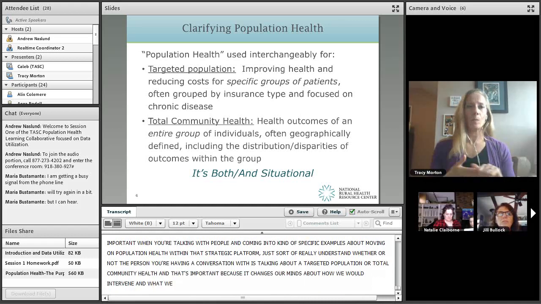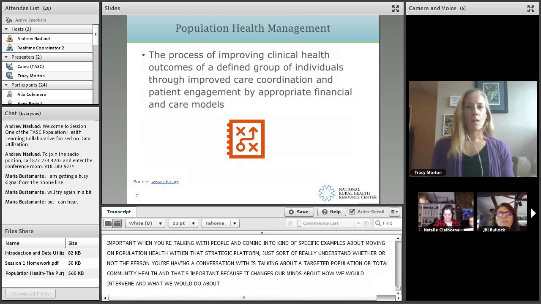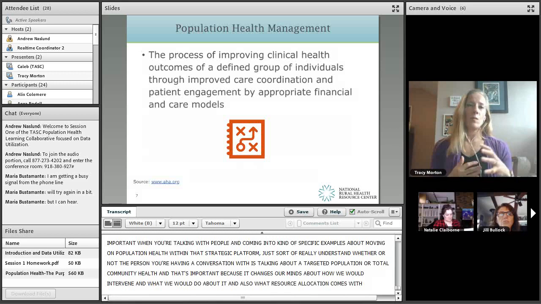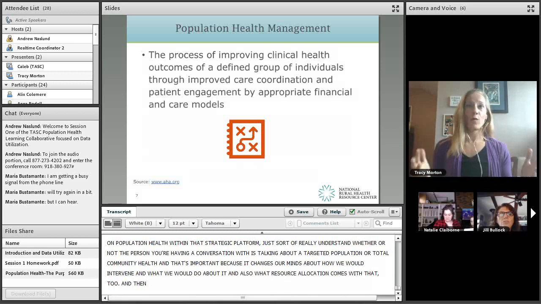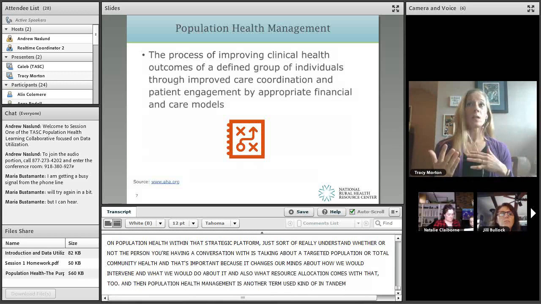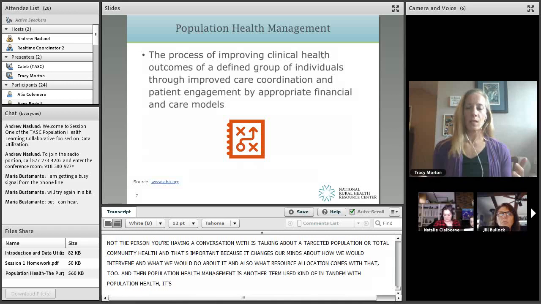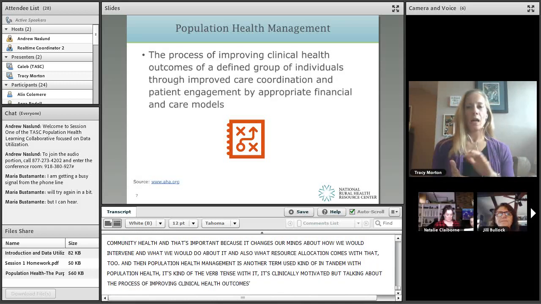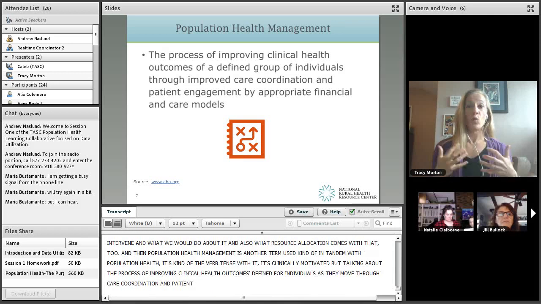So that's really important when you're talking with people and coming into specific examples about moving on population health within that strategic platform, to really understand whether or not the person you're having a conversation with is talking about a targeted population or total community health. And that's important because it changes our minds about how we would intervene and what we would do about it, and also about resource allocation.